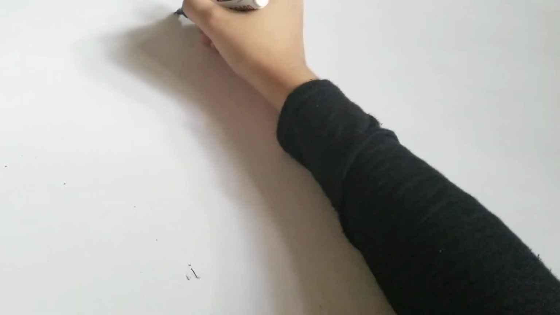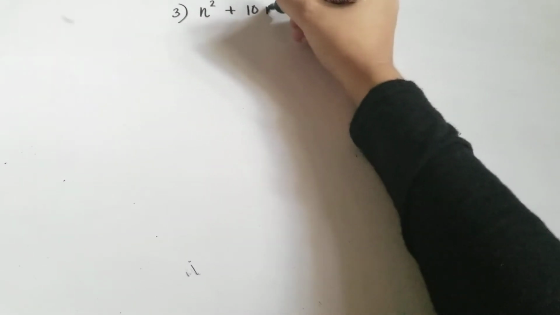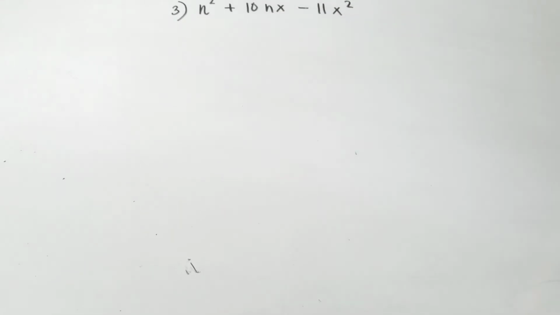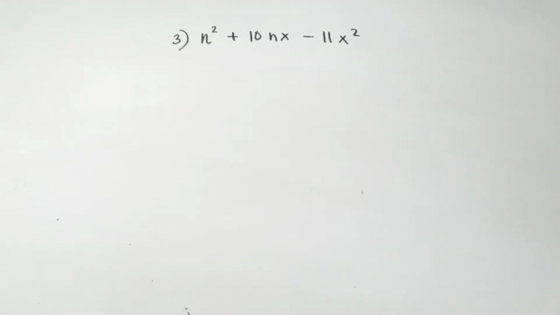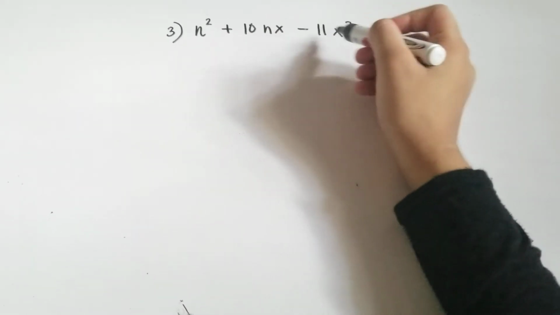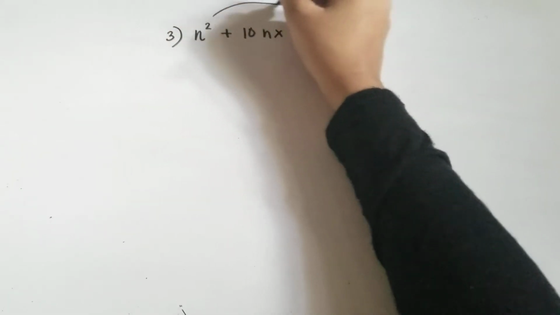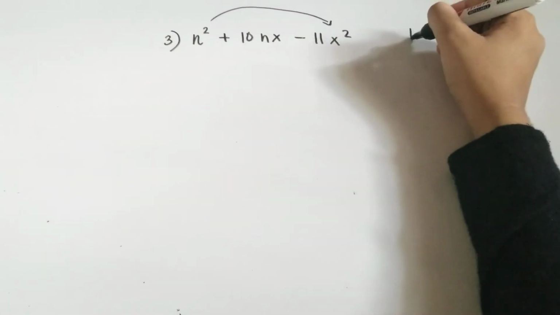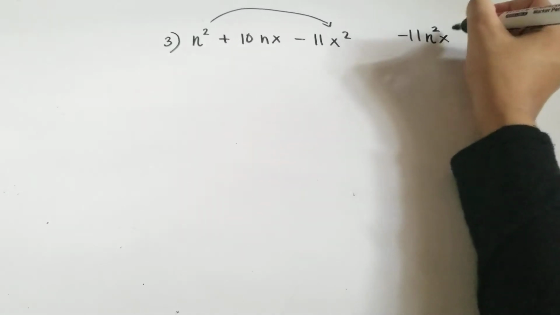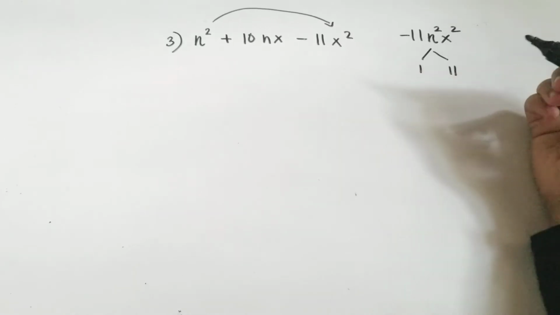Third one: n squared plus 10nx minus 11x squared. For those who didn't understand, I'll explain it in a different way now. First of all, you have to understand this is called the first term, middle term and the last term. When you are solving this kind of expression, you multiply the first term with the last term. When you multiply, you get negative 11n squared x squared. So what are the factors of 11? 1 into 11. That's all we have.